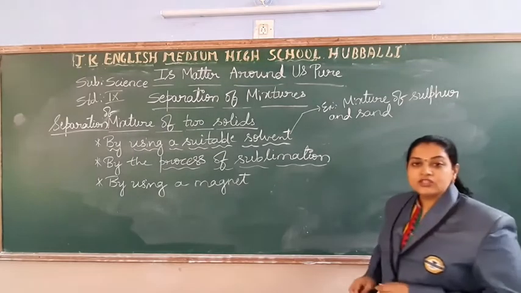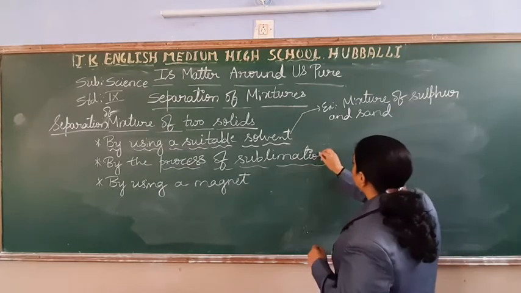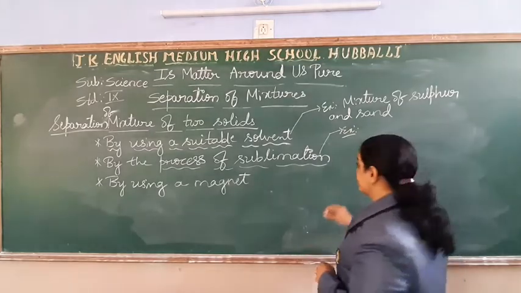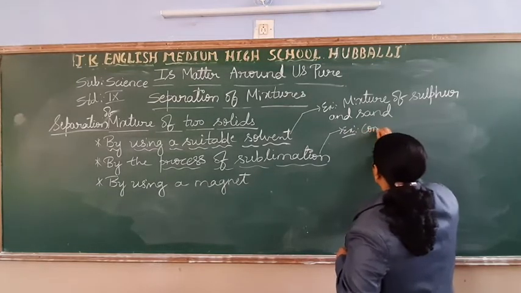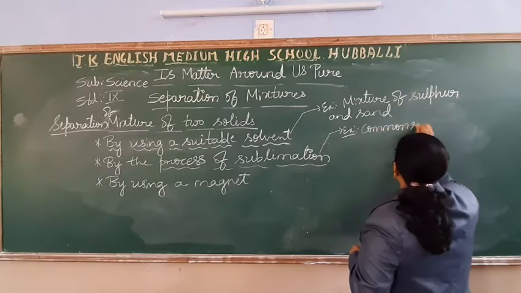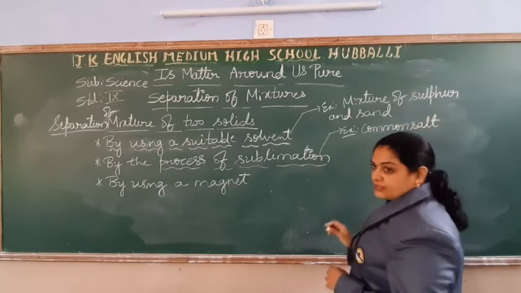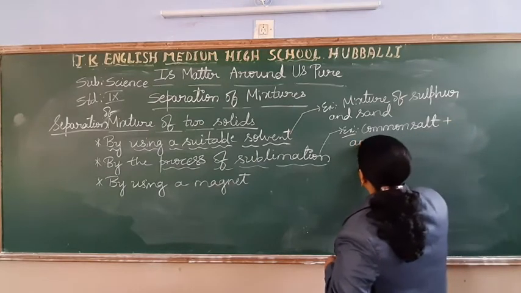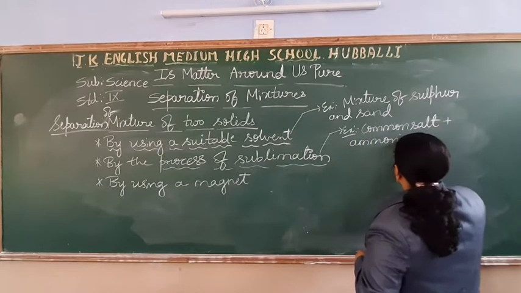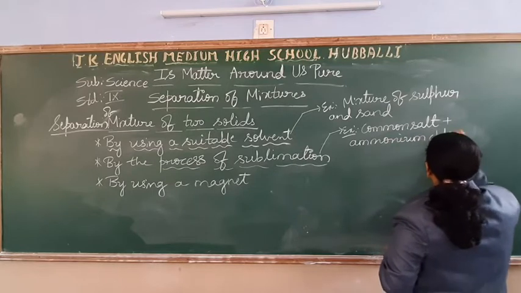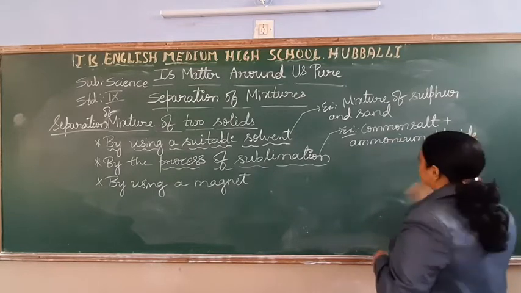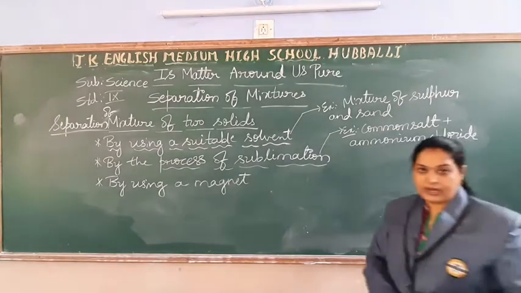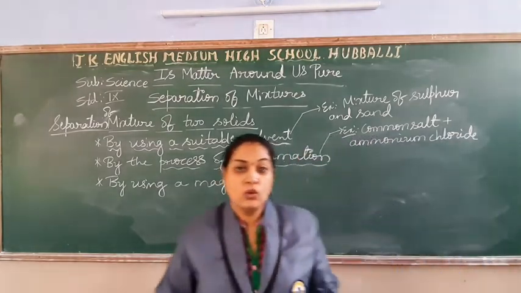So let us take one example for this. For sublimation I am giving the example, students. The mixture of common salt, nothing but NaCl, sodium chloride, and it is combined with ammonium chloride. You want to separate these two now.